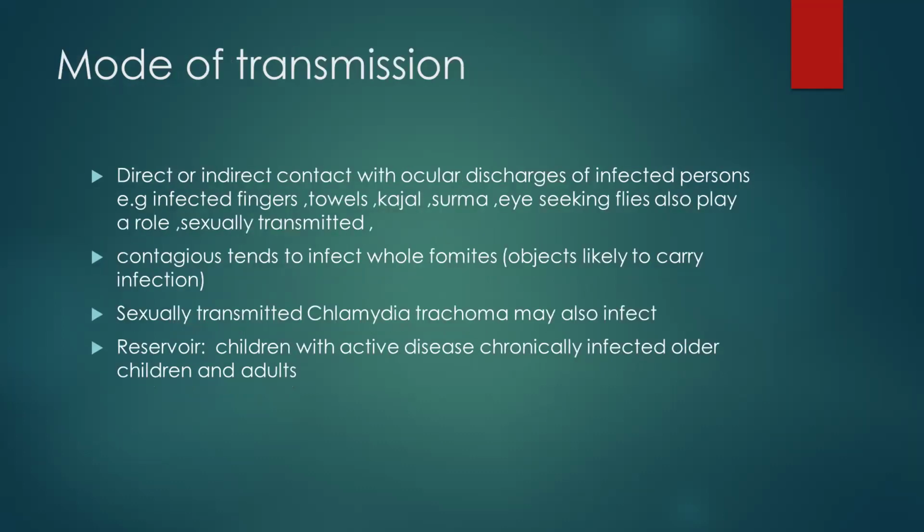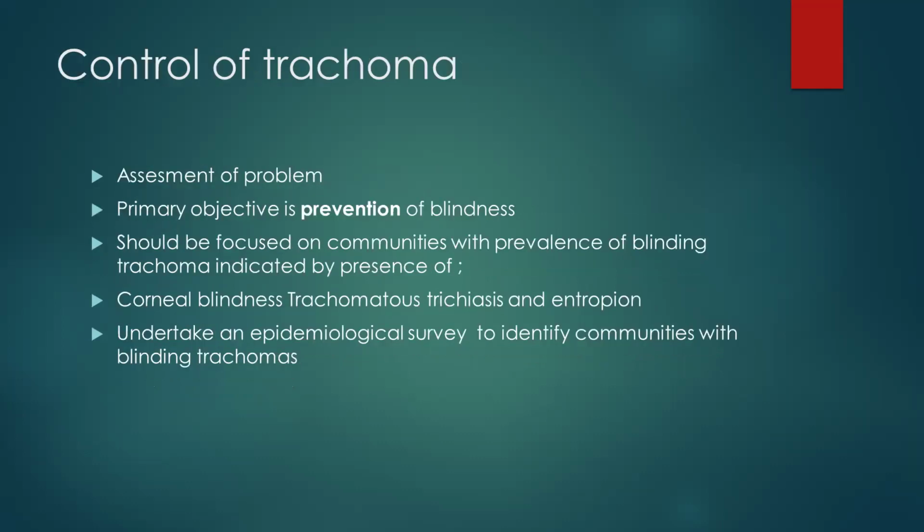So this is transmitted by direct or indirect contact, the mode of transmission: with ocular discharges of an infected person, infected fingers, towels, kajal, surma. Eye-seeking flies also play a role, and it is sexually transmitted also. This disease is highly contagious. It tends to infect whole families, and it is carried by fomites, which are objects likely to carry infection. Then it is also sexually transmitted.